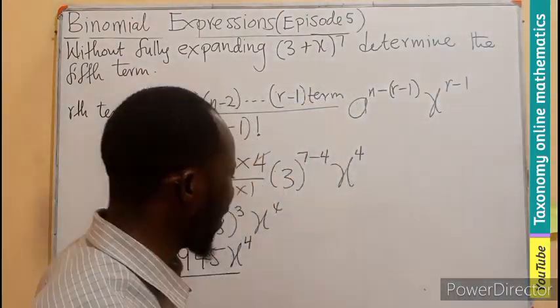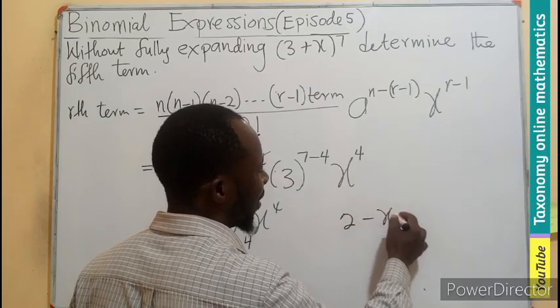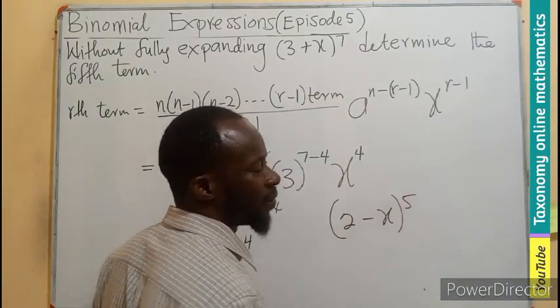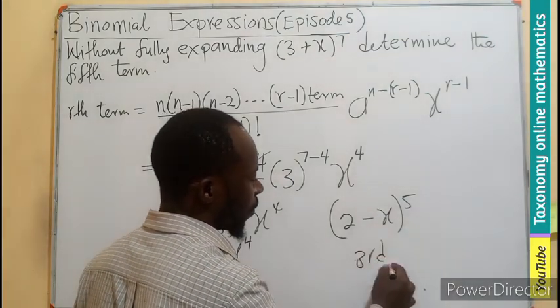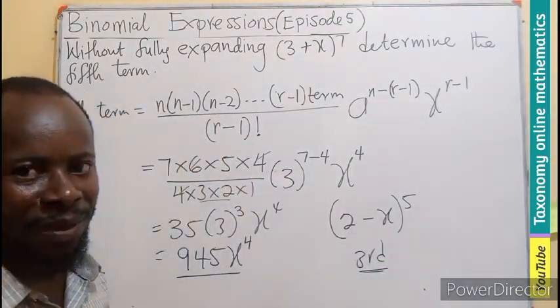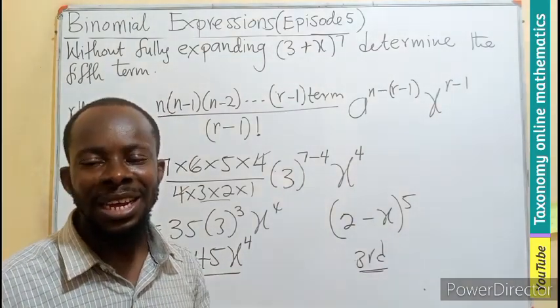So let's just say we have (2 minus x) exponent 5. Let's find the third term of this expansion and share our answer in the comment section.